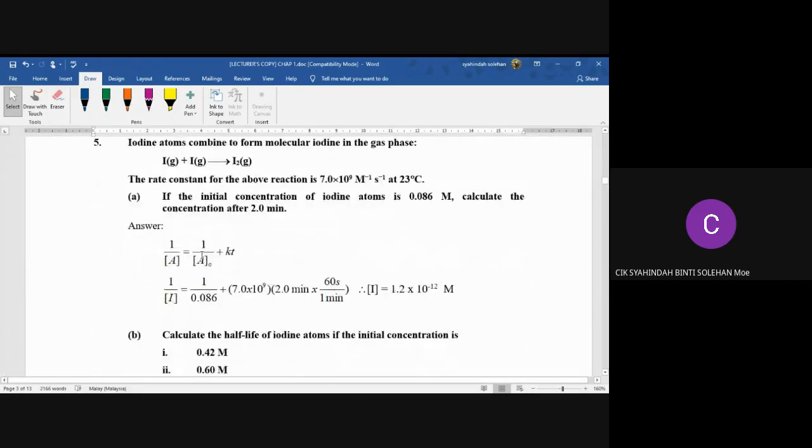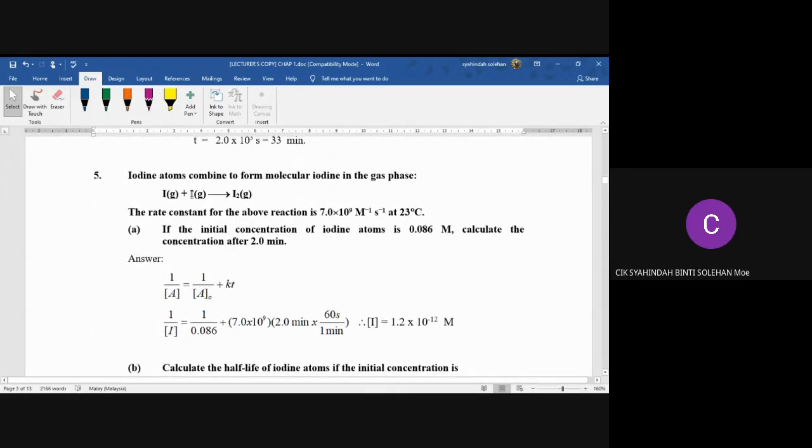And then soalan nombor 5, okay, soalan ni dia bagi tahu iodine atoms combine to form molecular iodine in the gas phase. Okay, so the rate constant for the above reaction ialah per molar per second. Kat sini dia bagi tahu rate constant punya unit dia per molar per second. So kat sini you boleh agak tak yang ni first order ke, second order ke, zero order. So tengok balik kat table tu. So if you tengok balik kat table, you akan tahu unit per molar per second ni ialah milik second order.